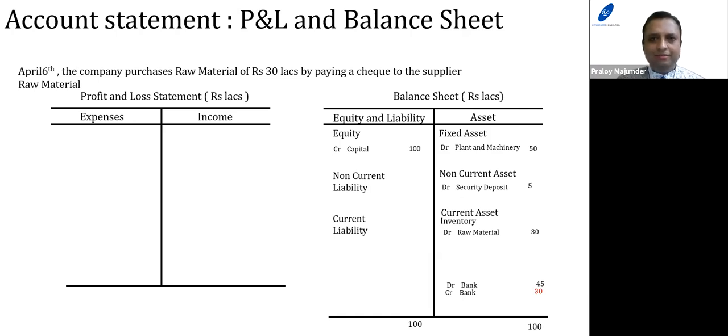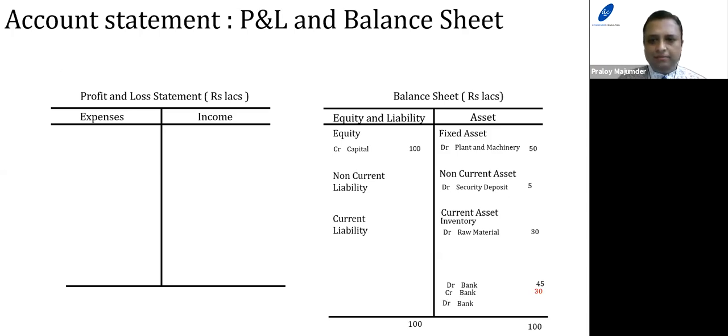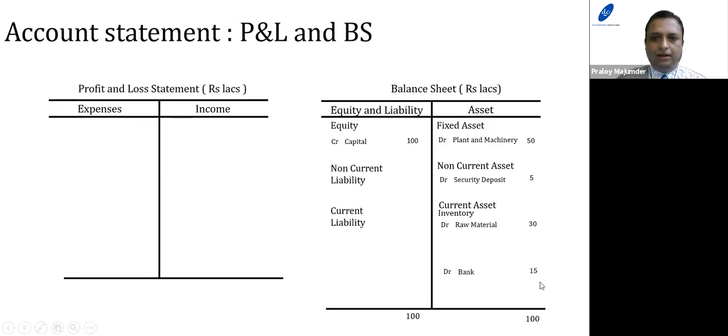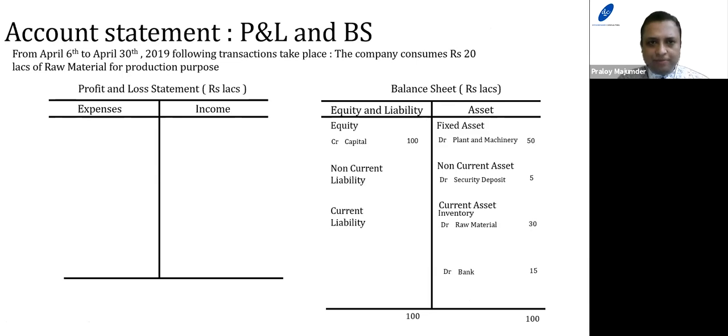Why is it a current asset? Because when an entity purchases raw material, it is expected that the raw material would be used within a year and converted into sales. So that's why it is current assets. Now, if I apply this, now the bank balance would be the net balance. Now again, if you look at the asset side, it is 50 plant and machinery, 5 is security deposit, 55, and then raw material 30, bank is 15, so total is 100. Now from April 6th to April 30th, the following transactions take place.